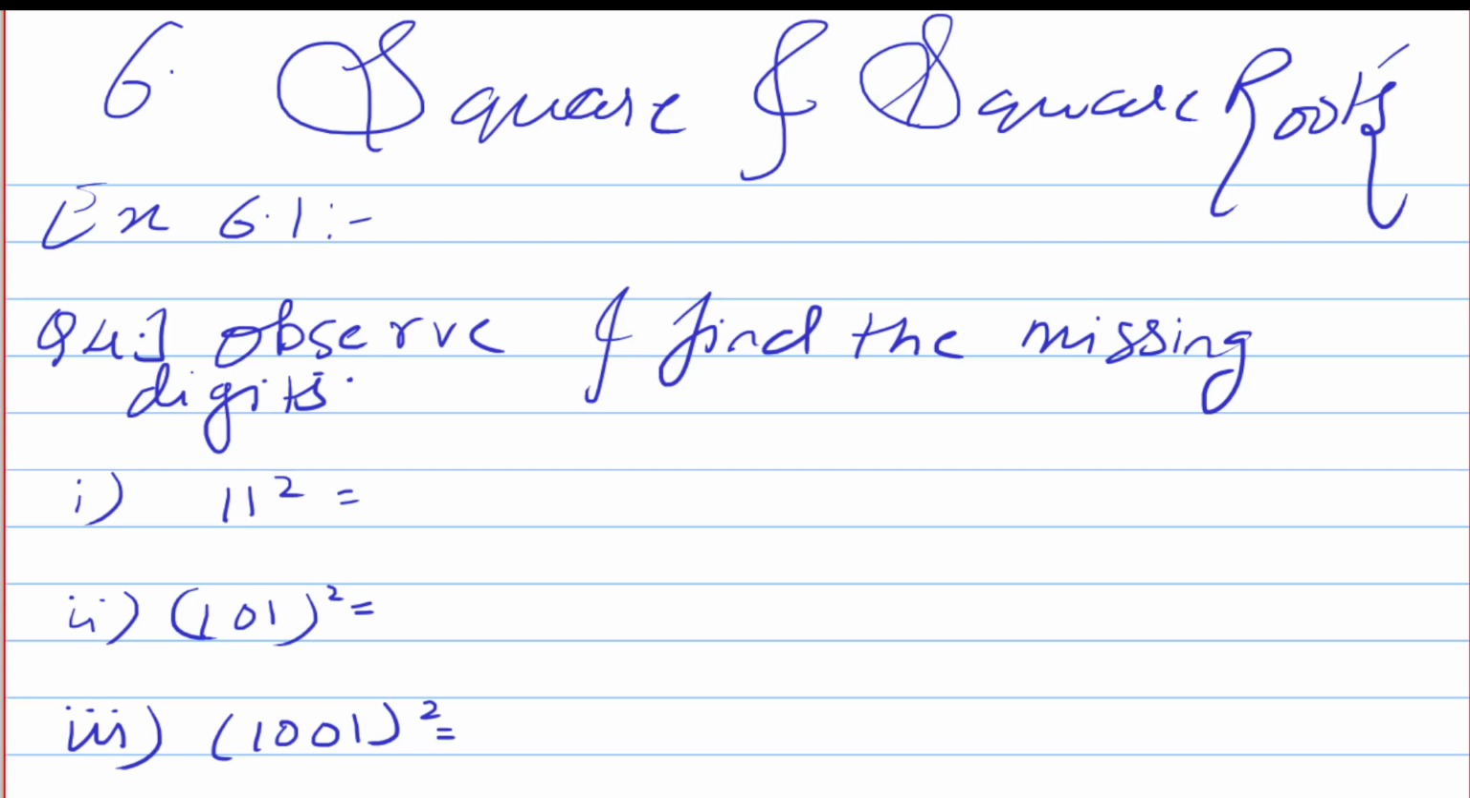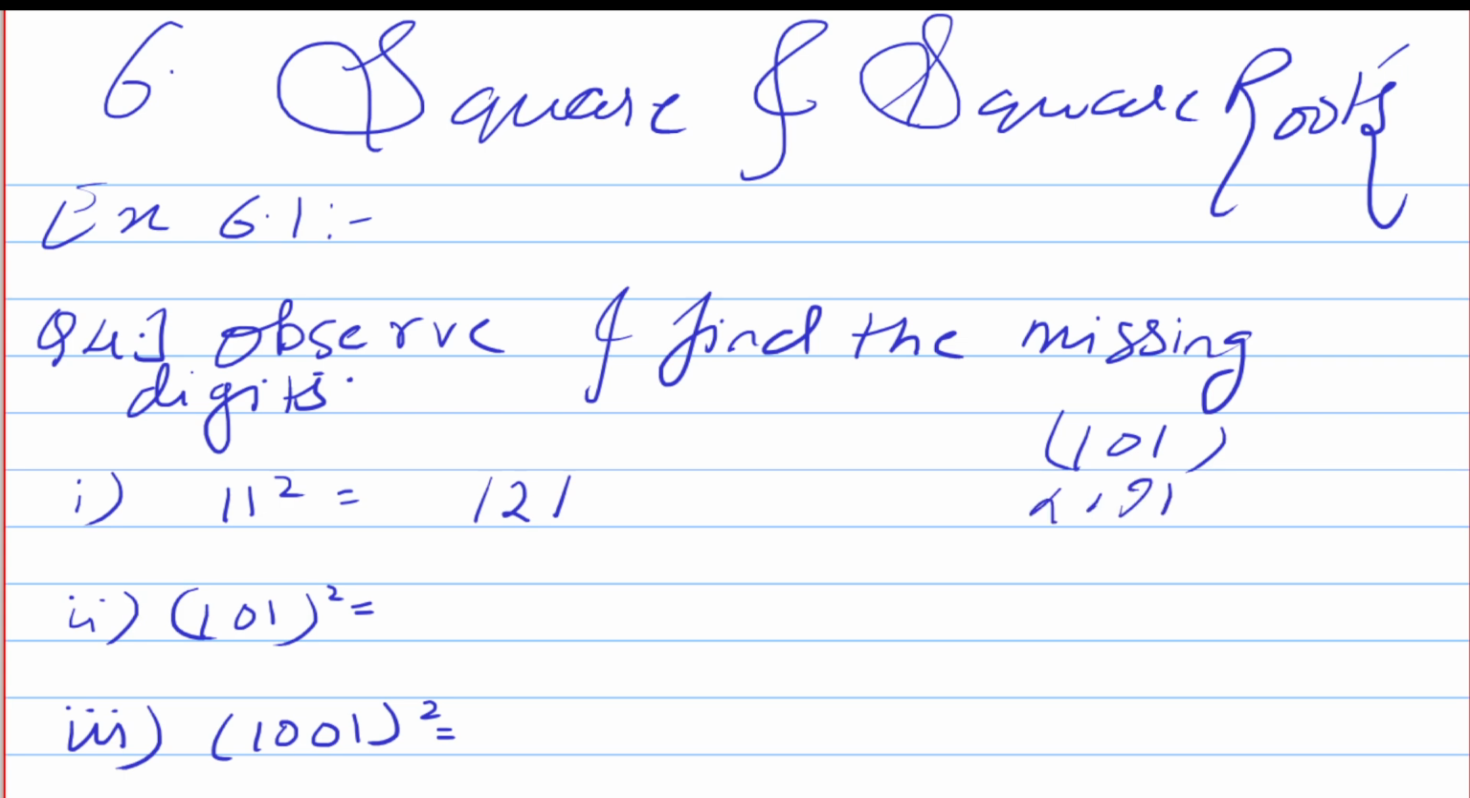Hello. For the next question of chapter Squares and Square Roots, question number 4, we have a very interesting phenomenon. As we all know, the square of 11 is 121. But what will we get if we square 101? You can try squaring it, multiplying 101 with itself.